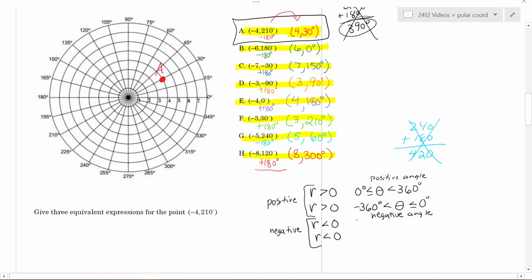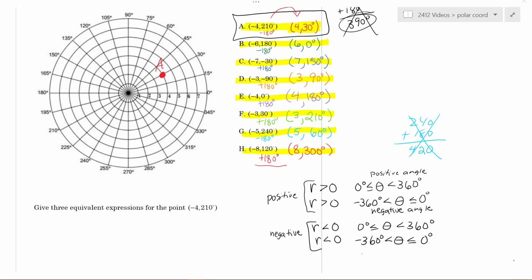Okay, and if our R value is negative, we're going to pair that up with exactly the same things. So we're going to have 2 points that have a negative R value and a positive angle measure. And then an R value that's negative along with a negative angle measure. Once again, including 0 but not including 360.